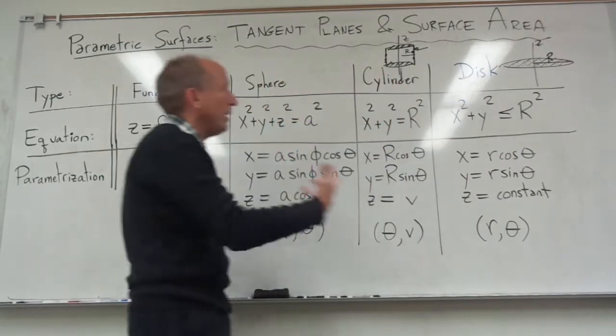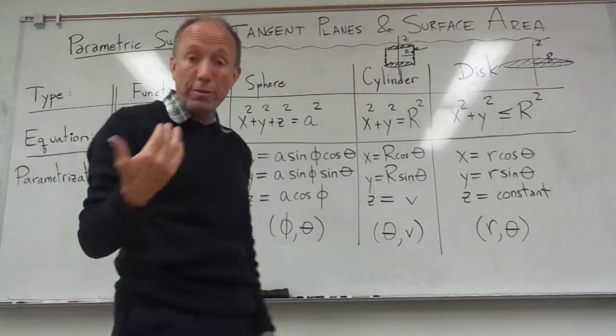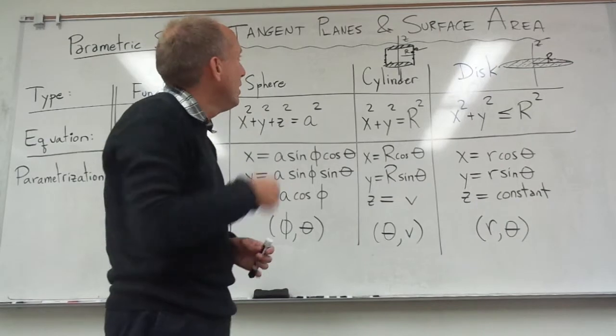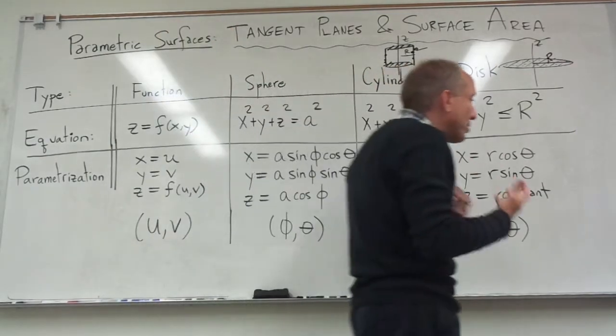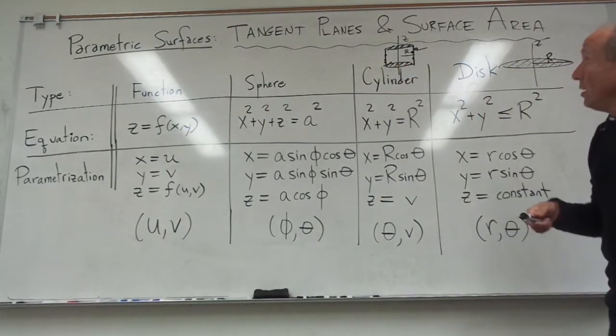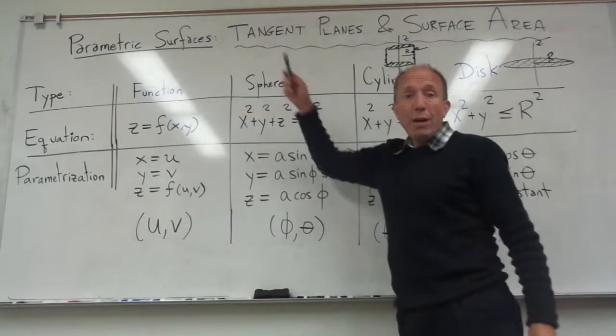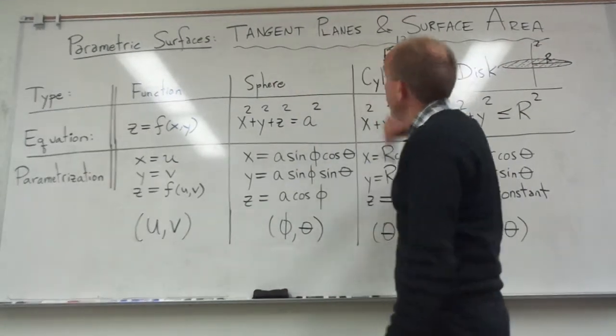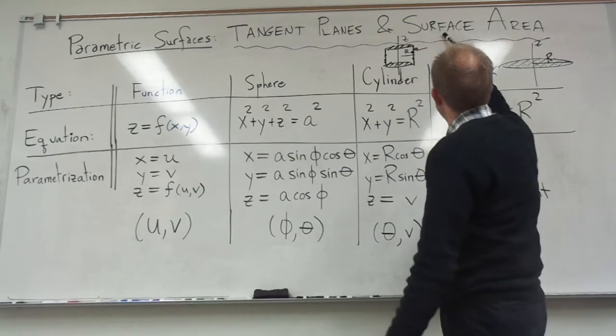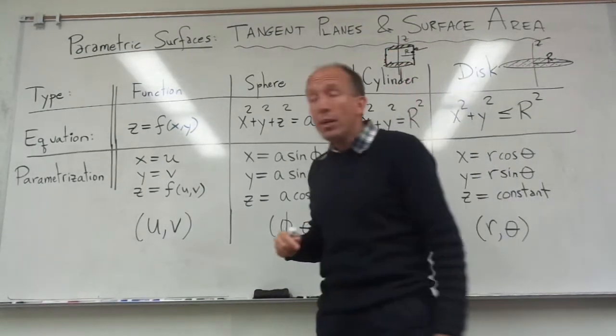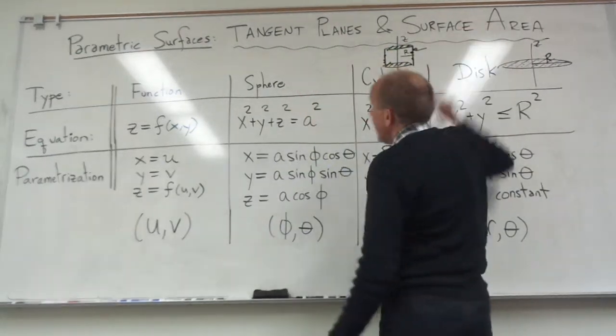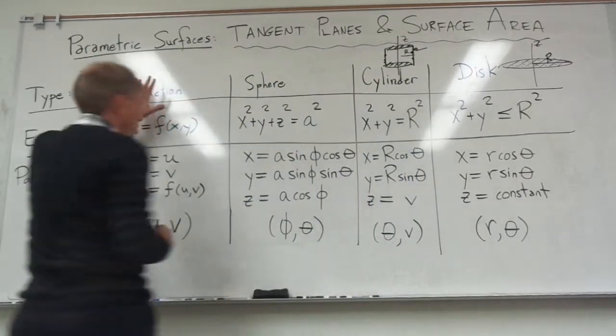And I want everybody to be able to parameterize all of those types of surfaces. Now, once we've got a parameterization of a surface, maybe we're interested in writing down a tangent plane to that surface, or maybe we want to know the surface area of that surface. We've done this stuff already in the case of a function.